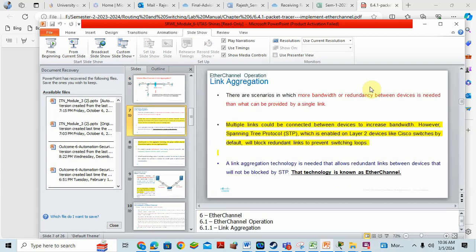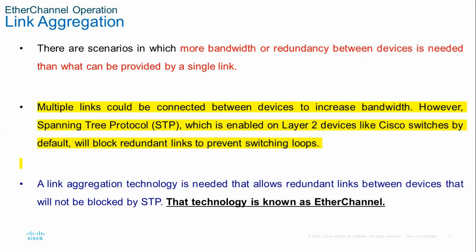Okay, so see here again, multiple links are connected between devices to increase bandwidth. I have two links connected between S1 and S2, and will they increase the bandwidth? Yes, one link is 100 Mbps, so two links mean 200 Mbps. And STP is also enabled, but in this case it will not block the redundancy, because we configured EtherChannel.